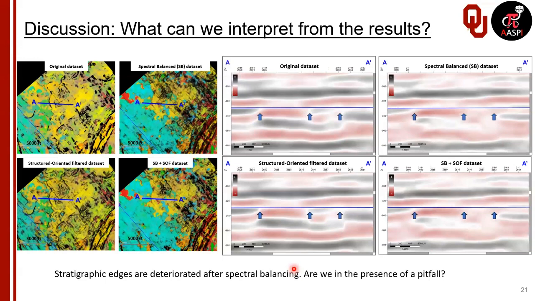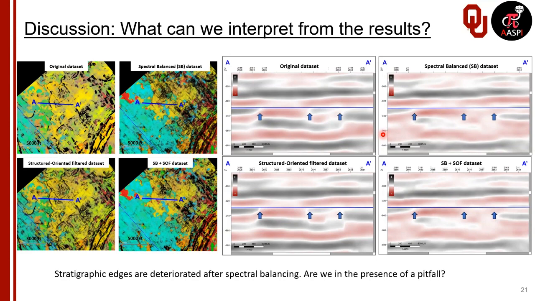But then what happens with the stratigraphic edges? Coming back to the figure that I showed before, this edge here that seems to be a channel edge, and it can be seen here in the seismic sections, is not improved. The visualization is not getting better, it's getting worse. The data is hurt. So are we in the presence of a pitfall of spectral balance?